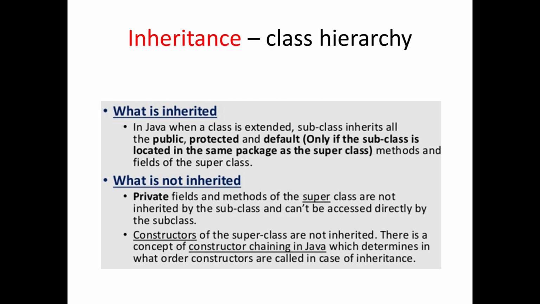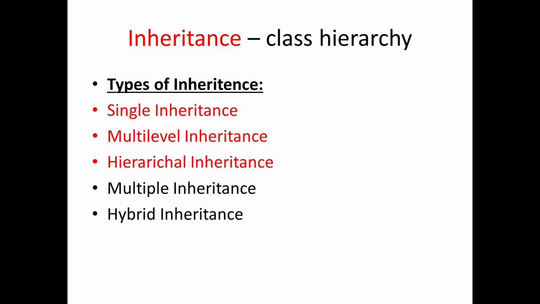And what is not inherited? The private fields and methods of the superclass are not inherited by the subclass and cannot be accessed directly by the subclass. The constructors of the superclass are not inherited. There is a concept in Java that is constructor chaining, which determines in what order constructors are called in case of inheritance.